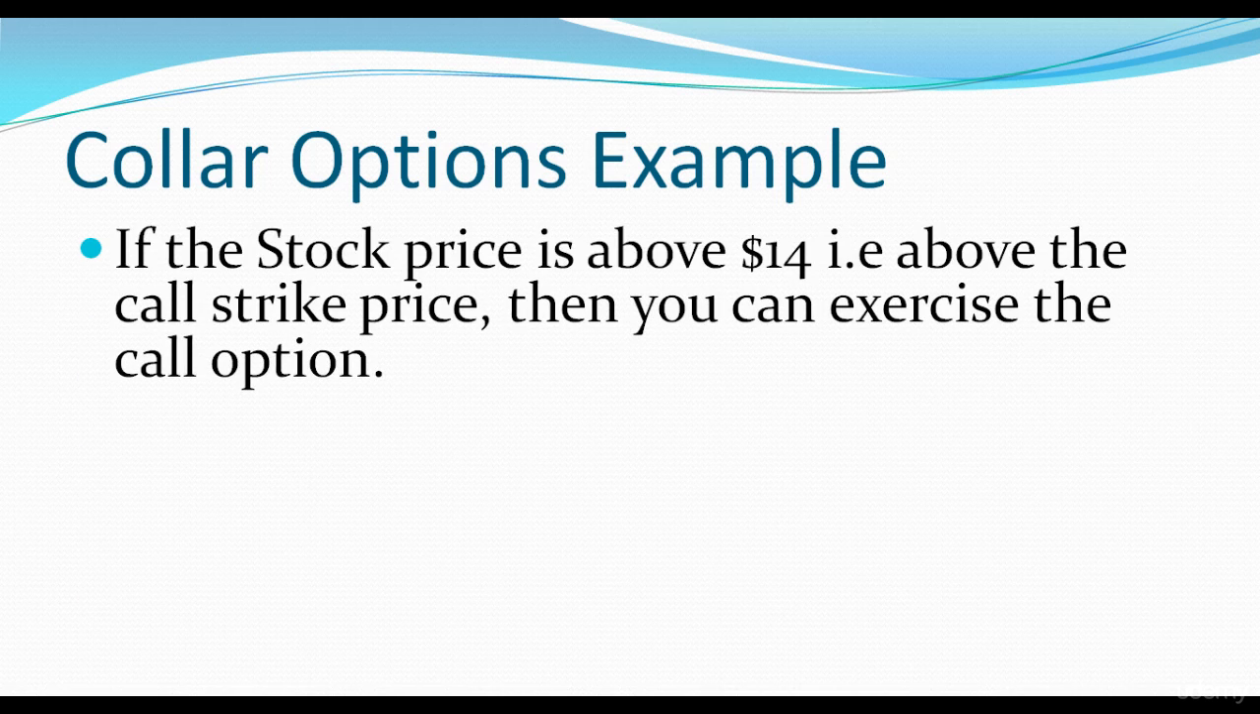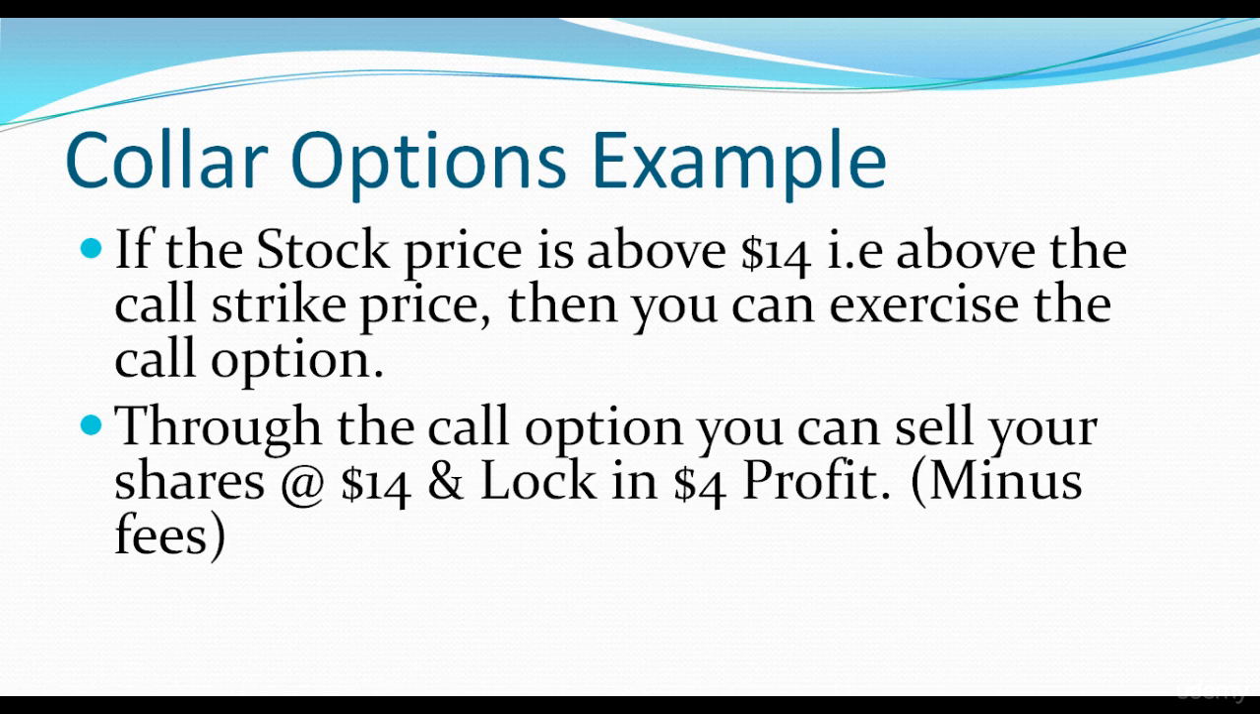Now, if the stock price is above $14, that is above the call strike price, then you can exercise the call option. So basically, you let the put option expire and you exercise the call option. Through the call option, you can sell your shares at $14 and lock in the $4 profit, minus fees, that is brokerage fees or any fees that apply to your account. So basically, your shares got a higher net worth. You didn't sell it earlier at $10. You waited and got a good profit at $14.